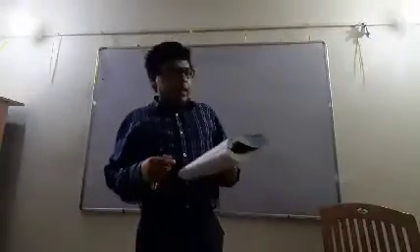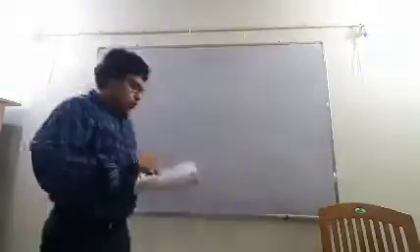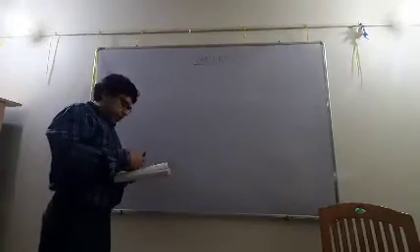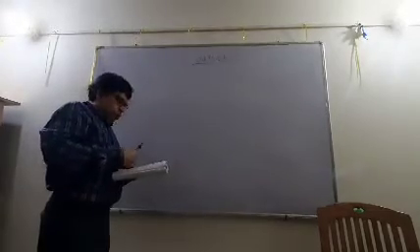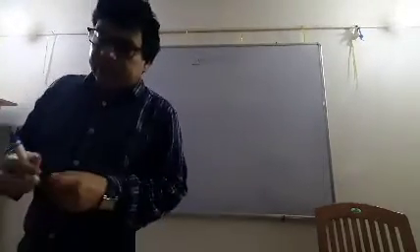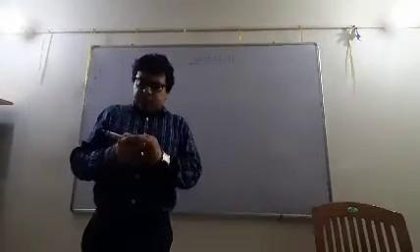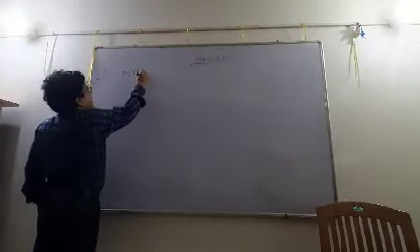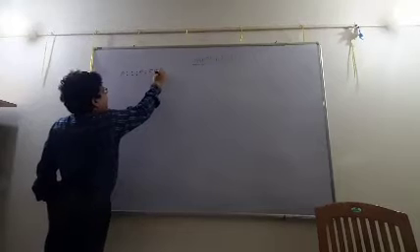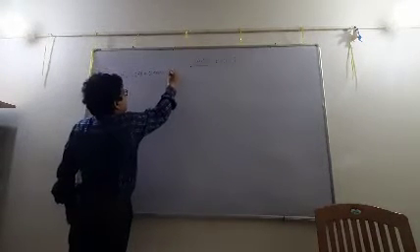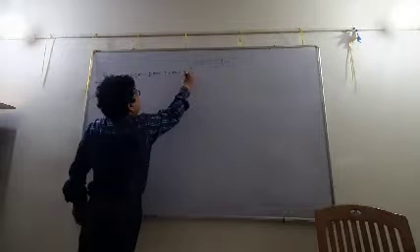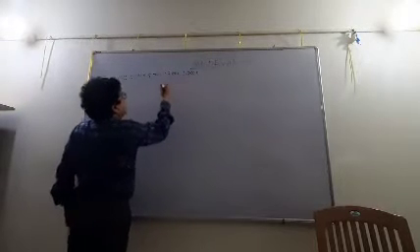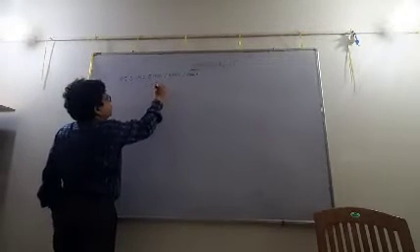So first, let me find the ratio of their capital. The ratio of the capital of Pooja, Uttam and Meher is 5,000 is to 7,000 is to 10,000. That means 5 is to 7 is to 10.